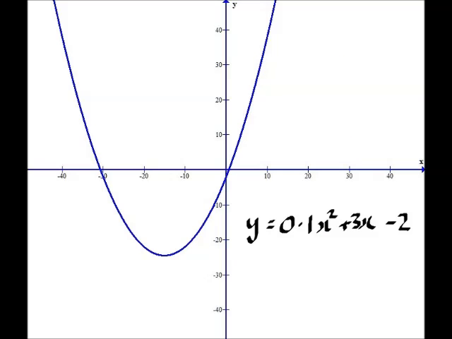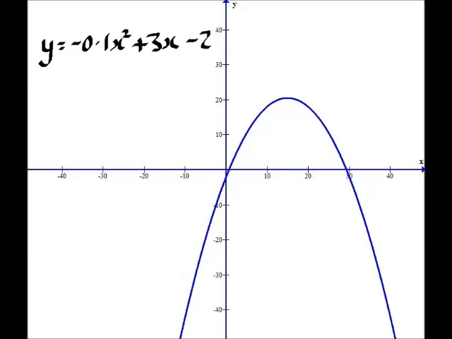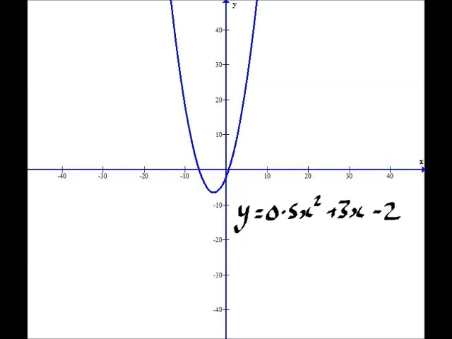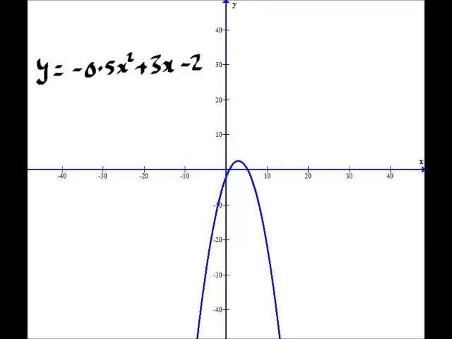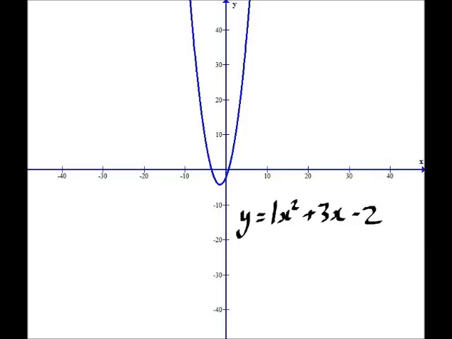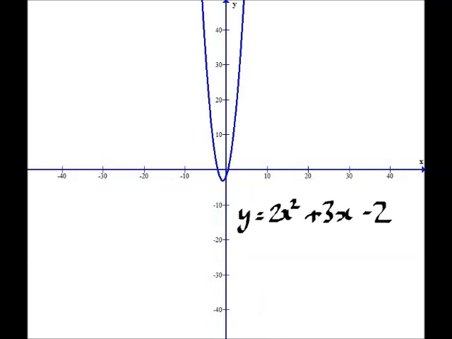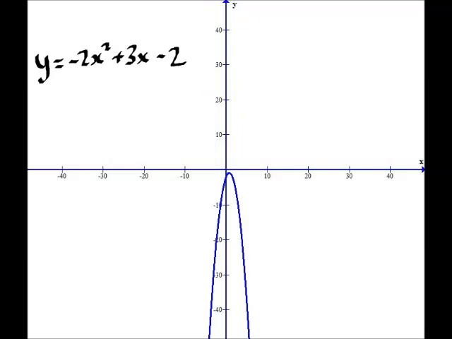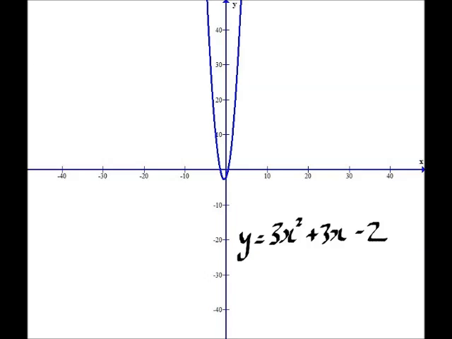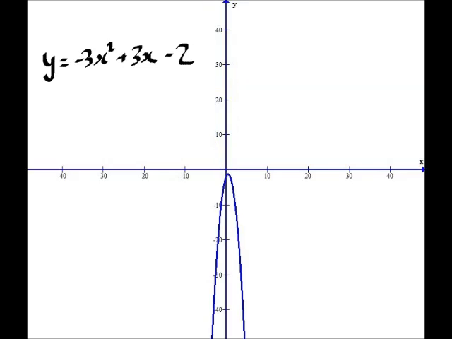Y equals 0.1x squared plus 3x minus 2, and y equals minus 0.1x squared plus 3x minus 2. Y equals 0.5x squared plus 3x minus 2, and y equals minus 0.5x squared plus 3x minus 2. Y equals x squared plus 3x minus 2, and y equals minus x squared plus 3x minus 2. Y equals 2x squared plus 3x minus 2, and y equals minus 2x squared plus 3x minus 2. Y equals 3x squared plus 3x minus 2, and y equals minus 3x squared plus 3x minus 2.